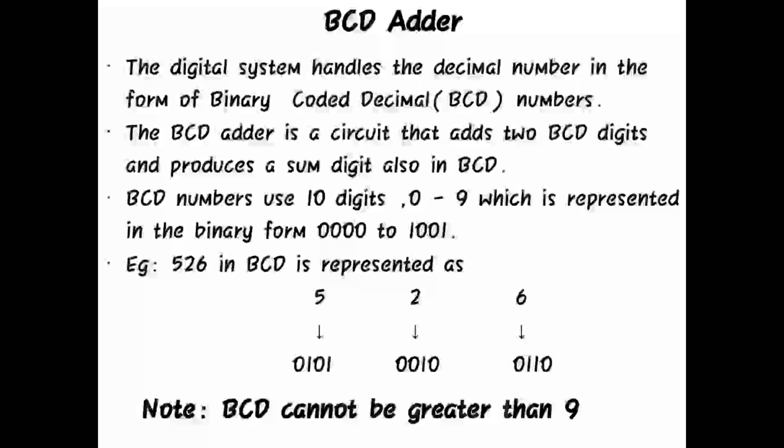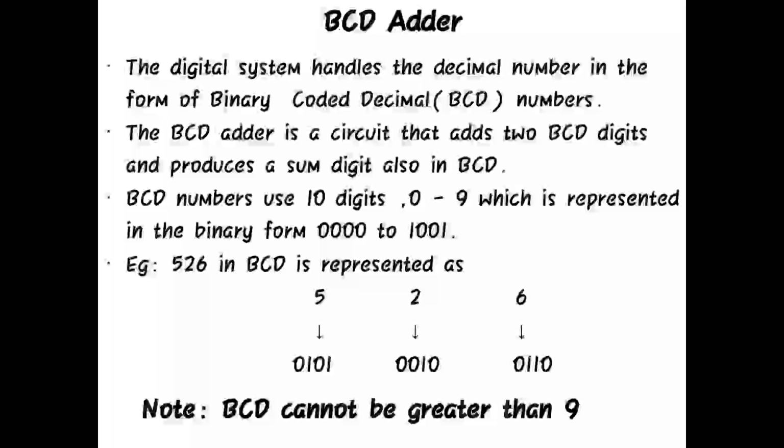Considering an example, 5 and 2 and 6 in BCD. How do we represent 5? 0101 is 5. Coming to 2, it is 0010. Coming to 6, how is it represented? 0110. So this is nothing but BCD.